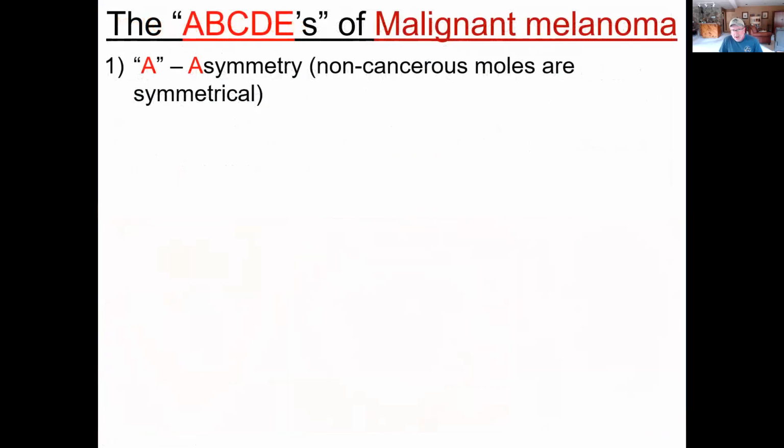So how does one recognize malignant melanoma? Well, dermatologists have come up with a fairly easy way to visually differentiate this very nasty skin cancer from more benign moles. We all have moles. Those are not cancerous. So a malignant melanoma, unlike a mole, is going to be asymmetrical. What does that mean? Asymmetry. The prefix a means without. Without symmetry. What is symmetry?